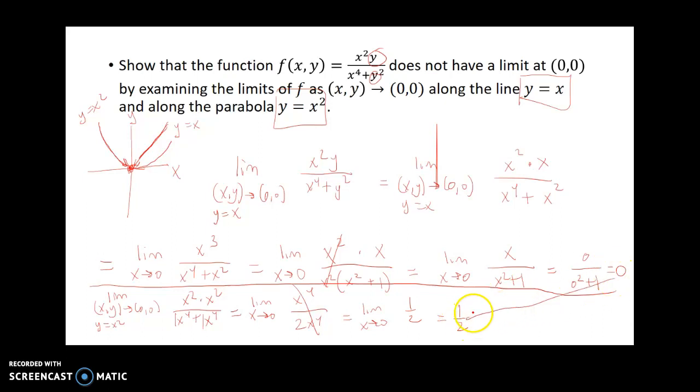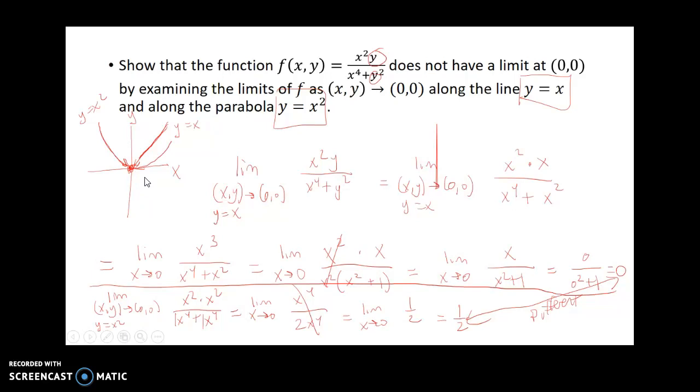And now notice that these two are different, and thereby, if I get a different limit coming from two different directions, then the limit does not exist. Simple as that. And it's much easier to disprove something because I only have to approach the x and y pair from one direction and realize that I get different values. So that's kind of the idea here.